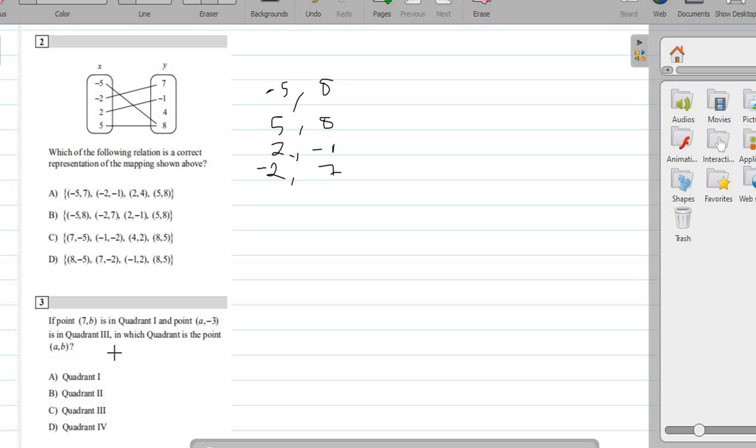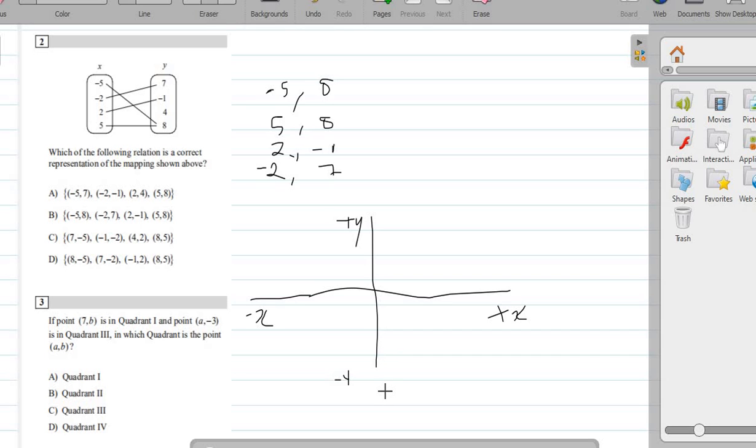in which quadrant is the point (A, B)? These are the 4 quadrants of it. This is negative x, you have positive x over here, and then you have positive y here, and you have negative y at this point.